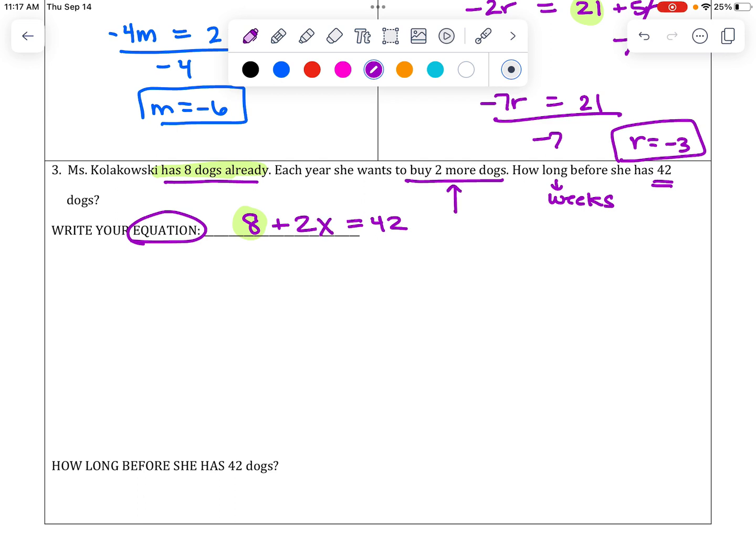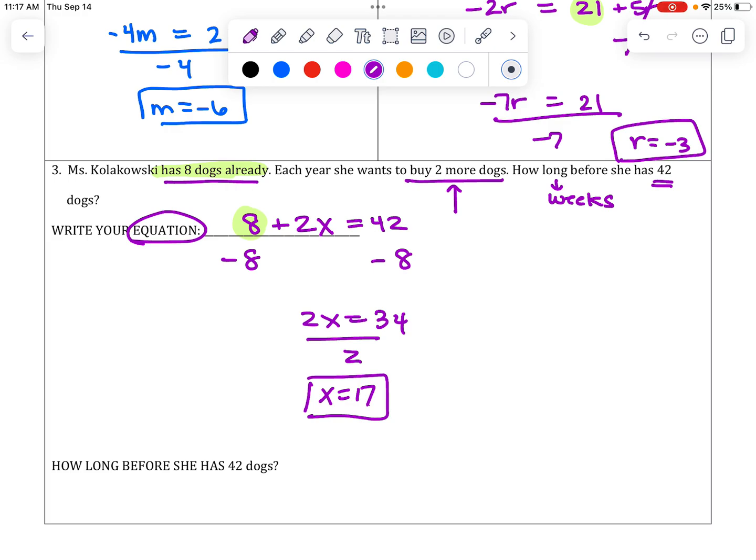2 more dogs, it's 2 this year, 2 next year, and that makes 4. 2 next year, and that makes 6, right? So the 2's, if you keep adding more of them, turn into 2's and 4's and 6's and 8's, right? When we add more and more 2's. So that's why we put the x there. And now you can solve it traditionally, right? So that's one option.